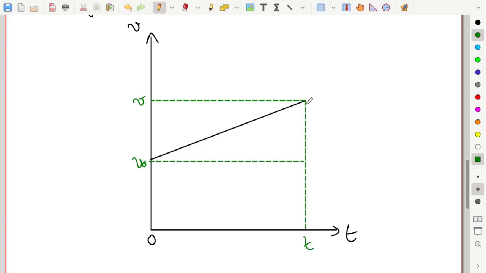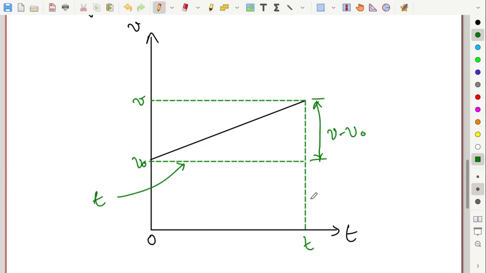Okay, so this distance is nothing but final minus initial. Therefore this height should be v minus v naught. Similarly, for the length, we know it's final time minus initial time. Therefore this should be t minus t naught, which is, sorry, t minus 0. Therefore this length is t.